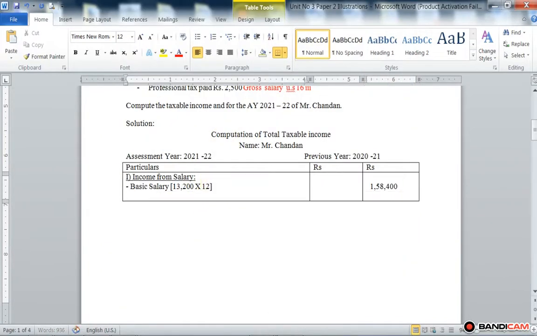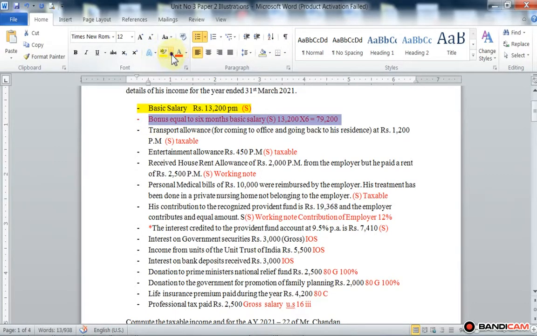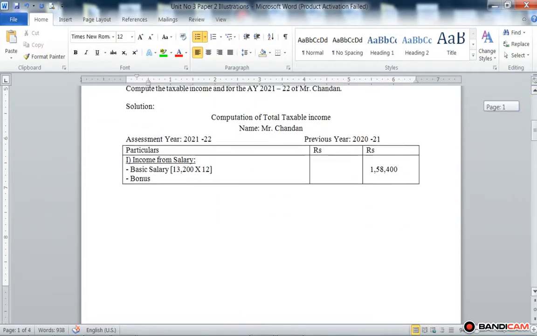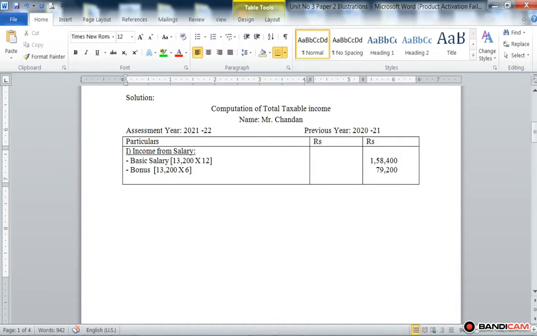Okay, then next, that is bonus. Bonus is equal to 6 month basic salary. So we already computed the amount of bonus, that is 79,200. Bonus is equal to 6 month basic salary, that is 13,200 multiplied by 6 months is equal to 79,200.